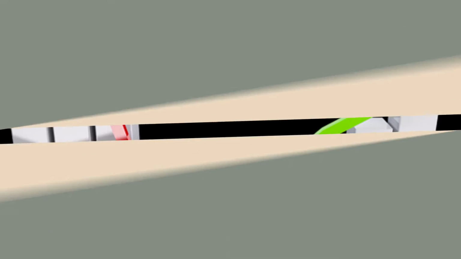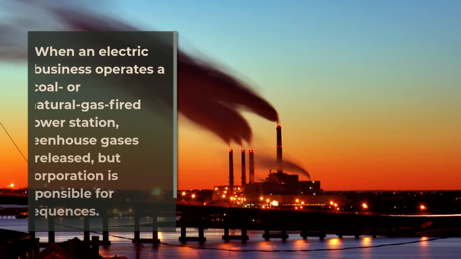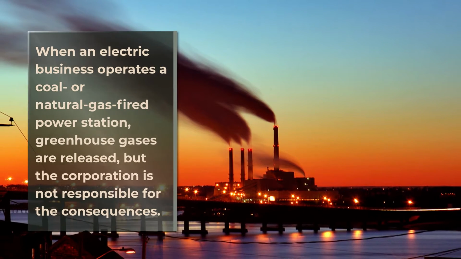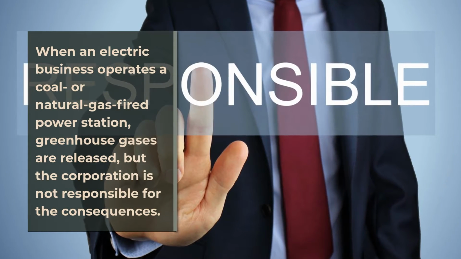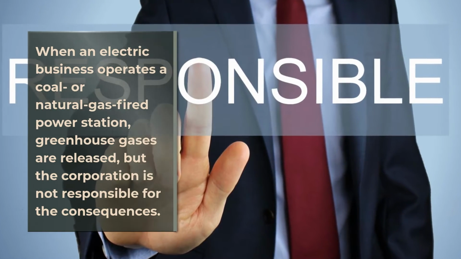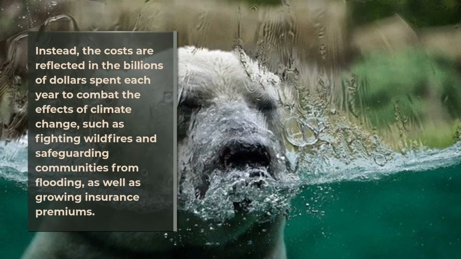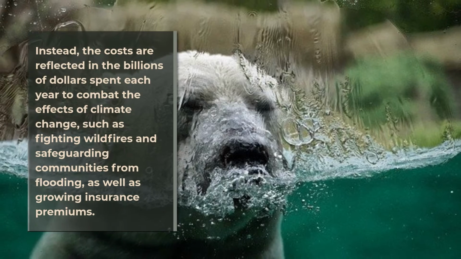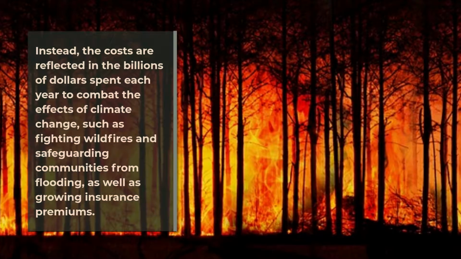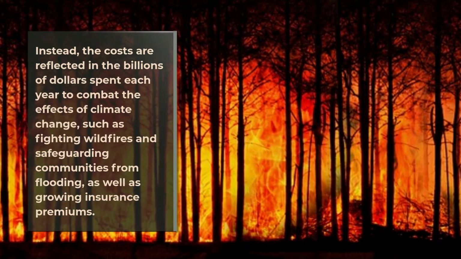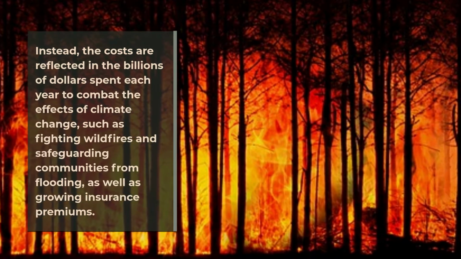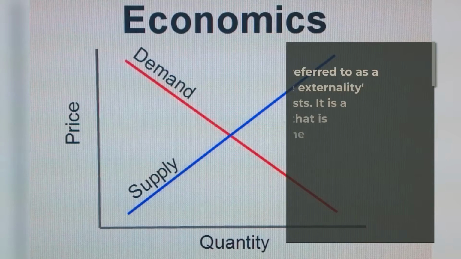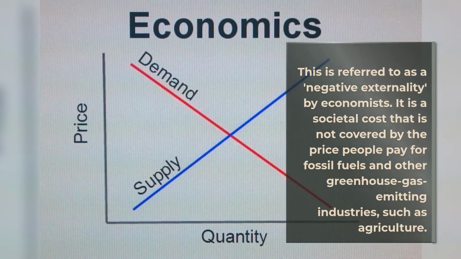When an electric business operates a coal or natural gas-fired power station, greenhouse gases are released, but the corporation is not responsible for the consequences. Instead, the costs are reflected in the billions of dollars spent each year to combat the effects of climate change, such as fighting wildfires and safeguarding communities from flooding, as well as growing insurance premiums. This is referred to as a negative externality by economists.